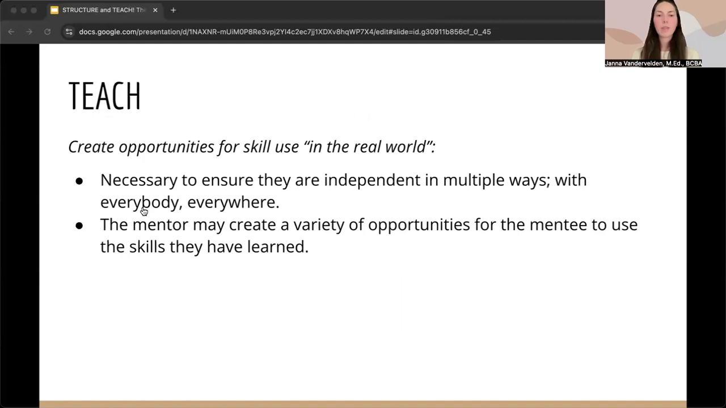This is because even if the mentee is demonstrating the skills you've worked on together, we can only say they're able to do it with you in the mentoring environment in which they are most comfortable. Additionally, we need to make sure they are able to use their skills with different people, in different places, and in different contexts.